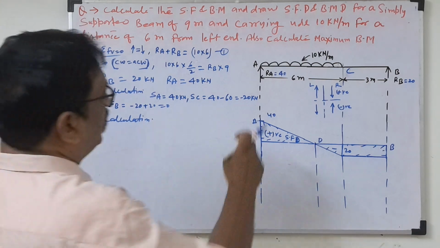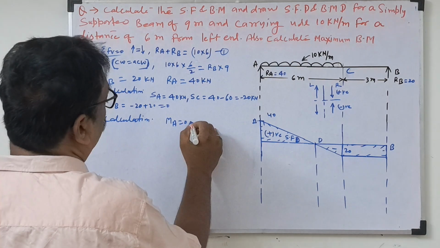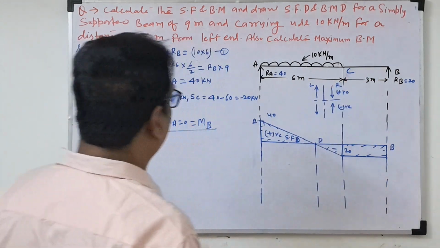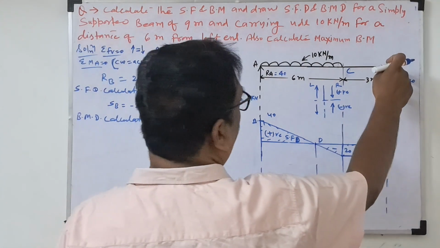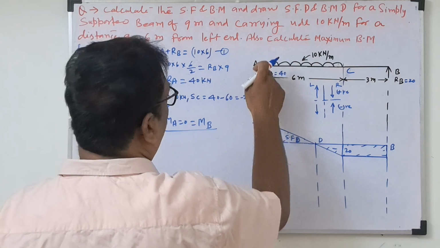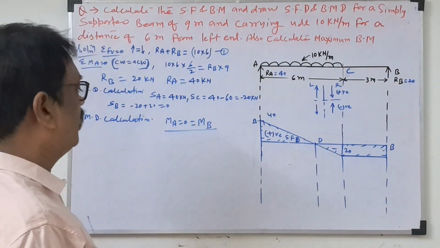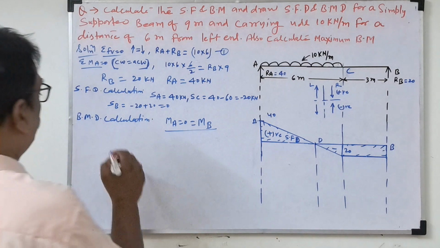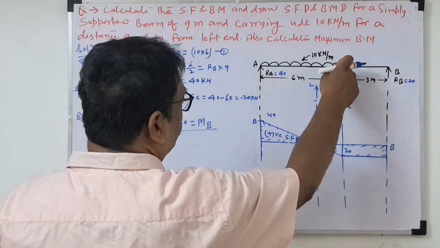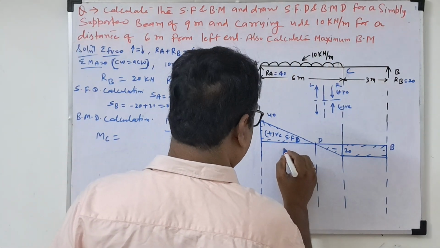Always, in the bending moment diagram, MA will come 0, equal to MB. This will come 0 only. Bending moment at both ends will come 0 because when we take moment on this side, there is no perpendicular distance for RA and RB. So both will come 0. So we'll take the bending moment at C. The sign conventions we also write first.